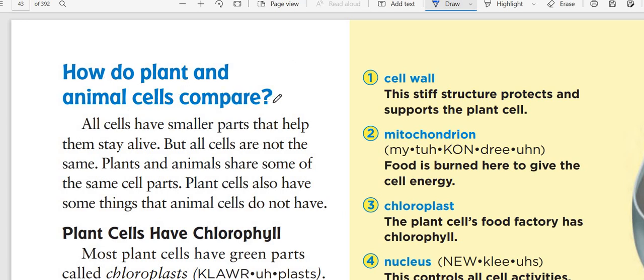How do plants and animals compare? We have already said that the basic unit of life, or living matter, is the cell, which is a basic building unit. So in order to compare between them, we have to say the similar things in the plant cell and in the animal cell. And we are going to say them in the next session.